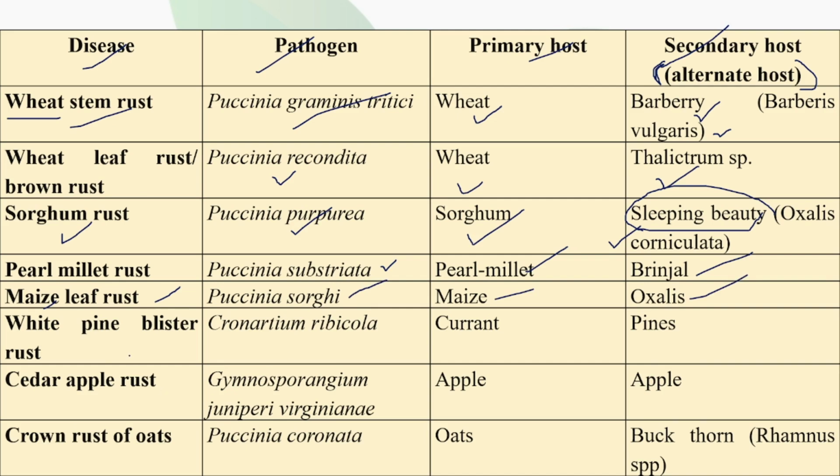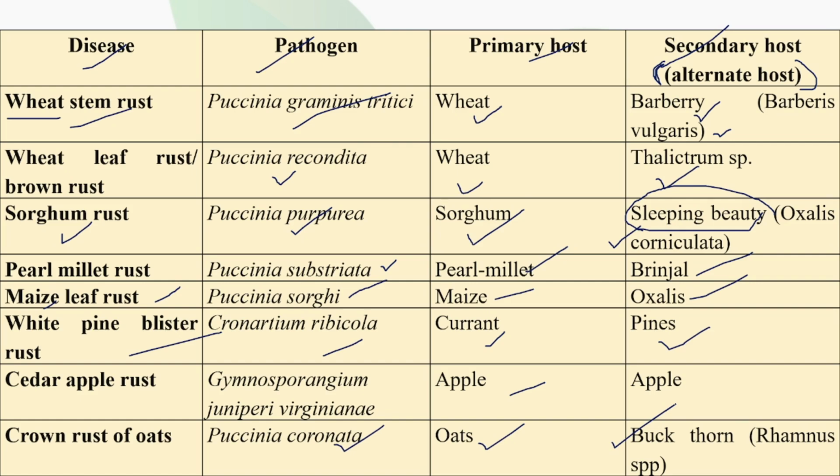White pine rust, Cronartium ribicola: the primary host is currant, and the secondary host is pines. Cedar apple rust, Gymnosporangium juniperi-virginianae: the primary host and secondary host is mostly apple, and some other species of currants also act as an alternate host. And crown rust of oats, Puccinia coronata: the primary host is oat and the secondary host is buckthorn, Rhamnus species generally. So these are some alternate hosts of the pathogen.